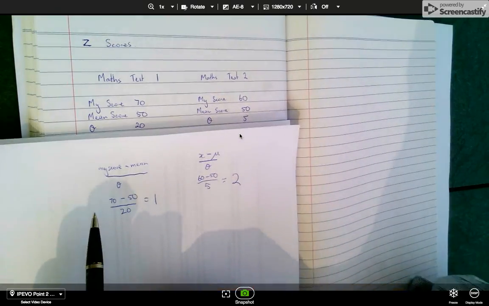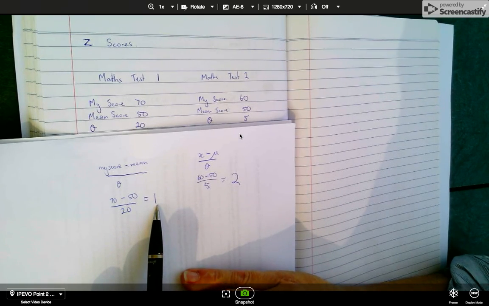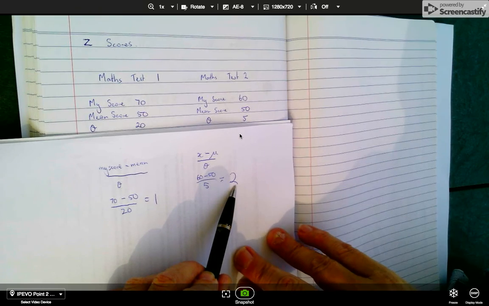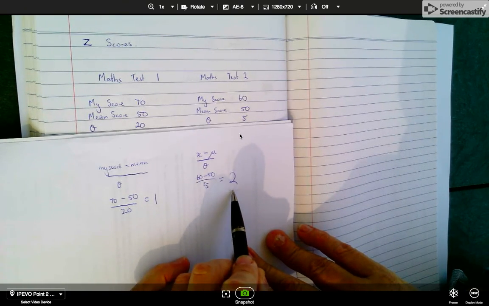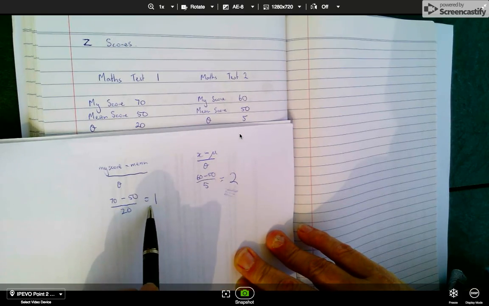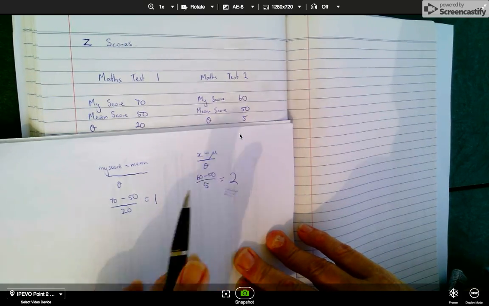So in the first case, I was 1 standard deviation above the mean, and in the second case, I was 2 standard deviations above the mean. So in this test my Z-score is 2, and in this test my Z-score is 1. So I've done better in the second test.